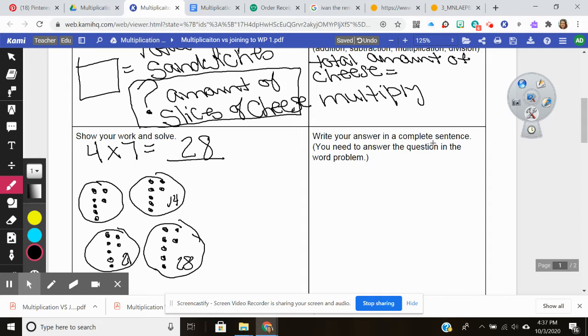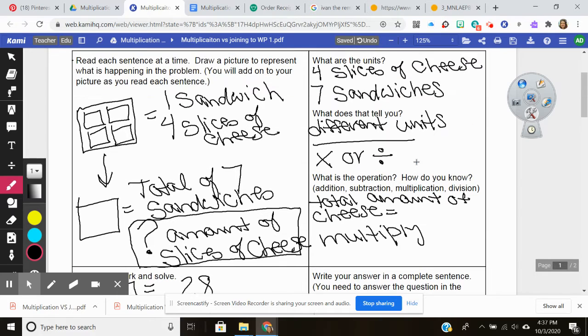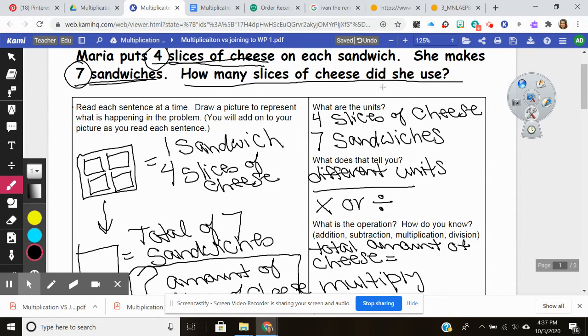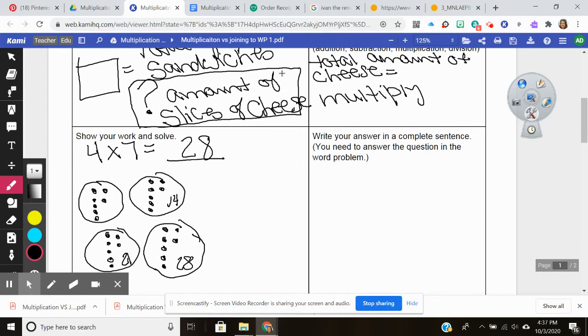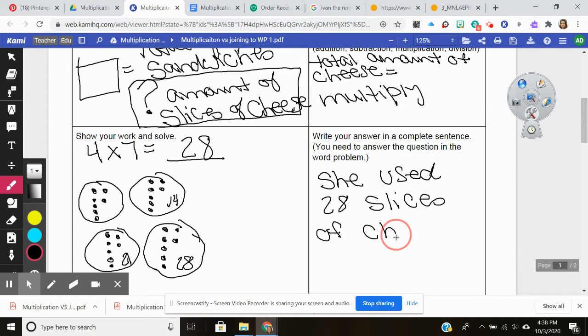Now I need to write my answer in a complete sentence. You will need to answer the question in the word problem. Well, what's the question in the word problem? It says, how many slices of cheese did she use? So I can use that sentence to help me write my sentence. How many slices of cheese did she use? I would write, she used 28 slices of cheese.